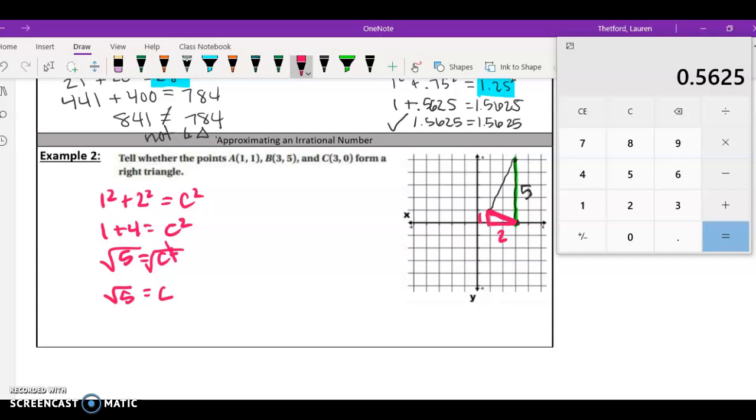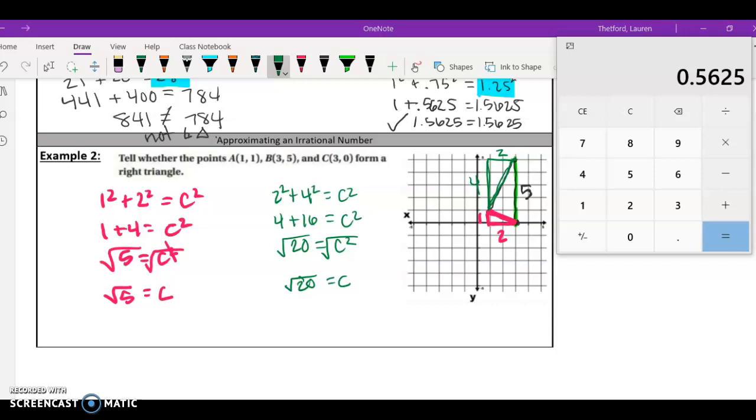Then let's find the distance from here to here, and we're going to use this triangle. We have 2 and 1, 2, 3, 4. So we have 2 squared plus 4 squared equals c squared. So 4 plus 16 equals c squared. That's 20 equals c squared. We take the square root, so we have the square root of 20 equals c.